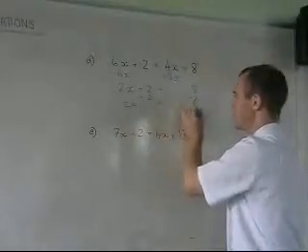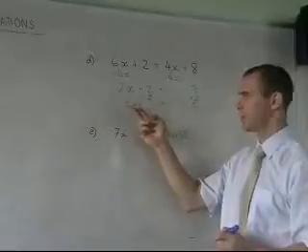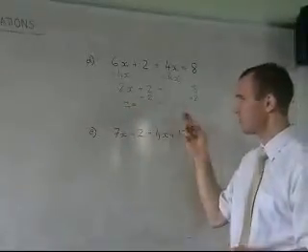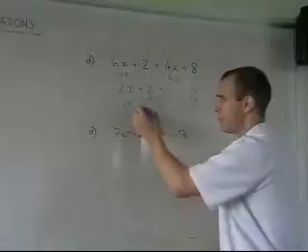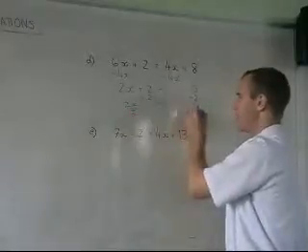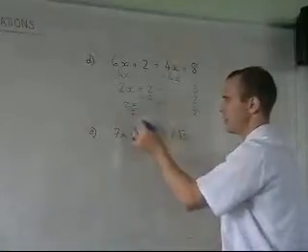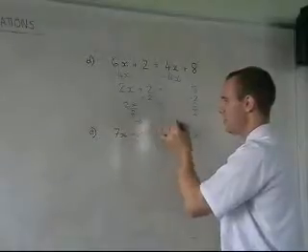Take away 2, leaving us with 2x equals 6. We have 2 times x, or x times 2, equals 6. So we're going to divide by 2 and divide by 2 over here, leaving us with x equals 3.